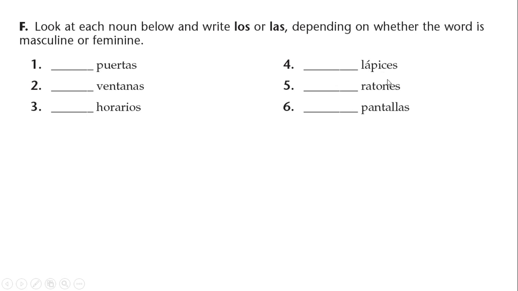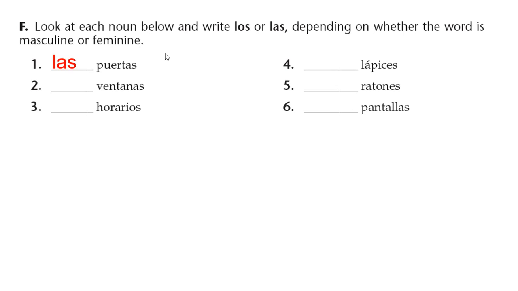Now, we have two words over here, lapices. We have to think about this. If we just take off the S, lapice, that's not a word we've learned. That shouldn't be familiar. That's not even a word in Spanish. But lápiz, L-A-P-I-Z, is a word. And that's pencil. El lápiz, because it ends in a Z, so it's masculine. Ratones is ratón. El ratón. So now pause the video, fill in your answers, then restart to check.